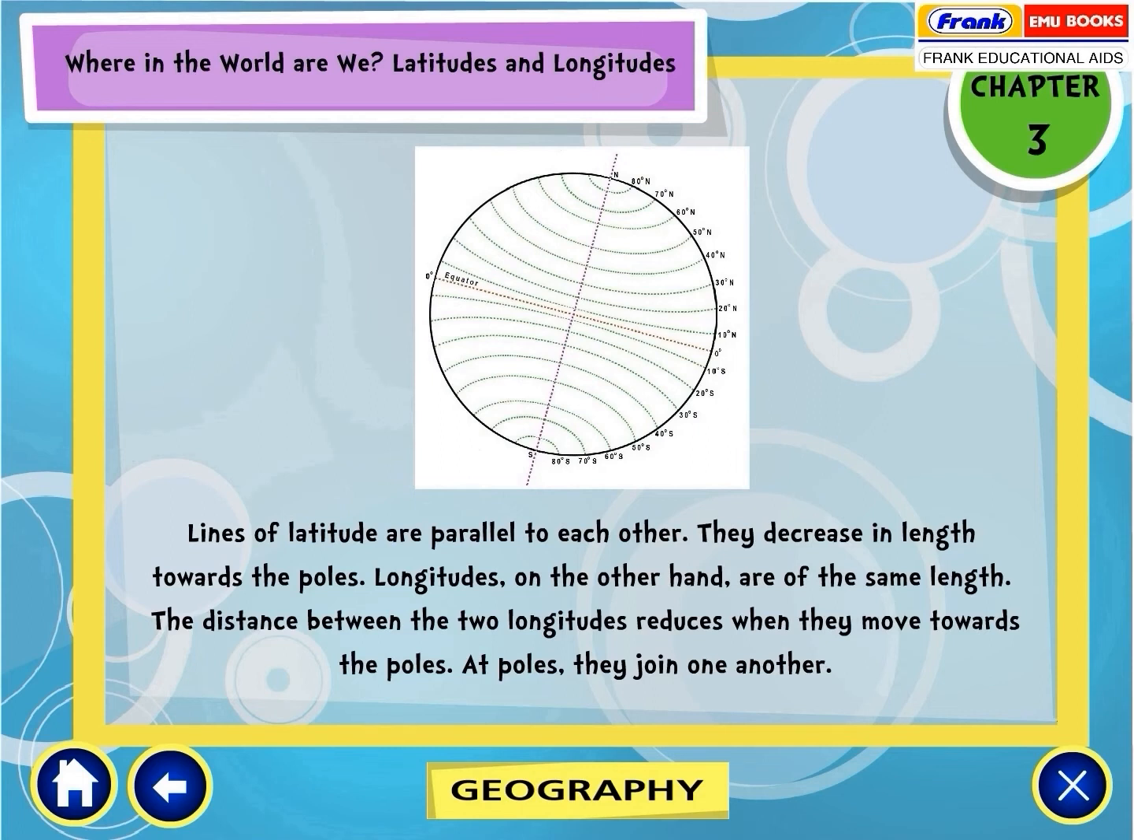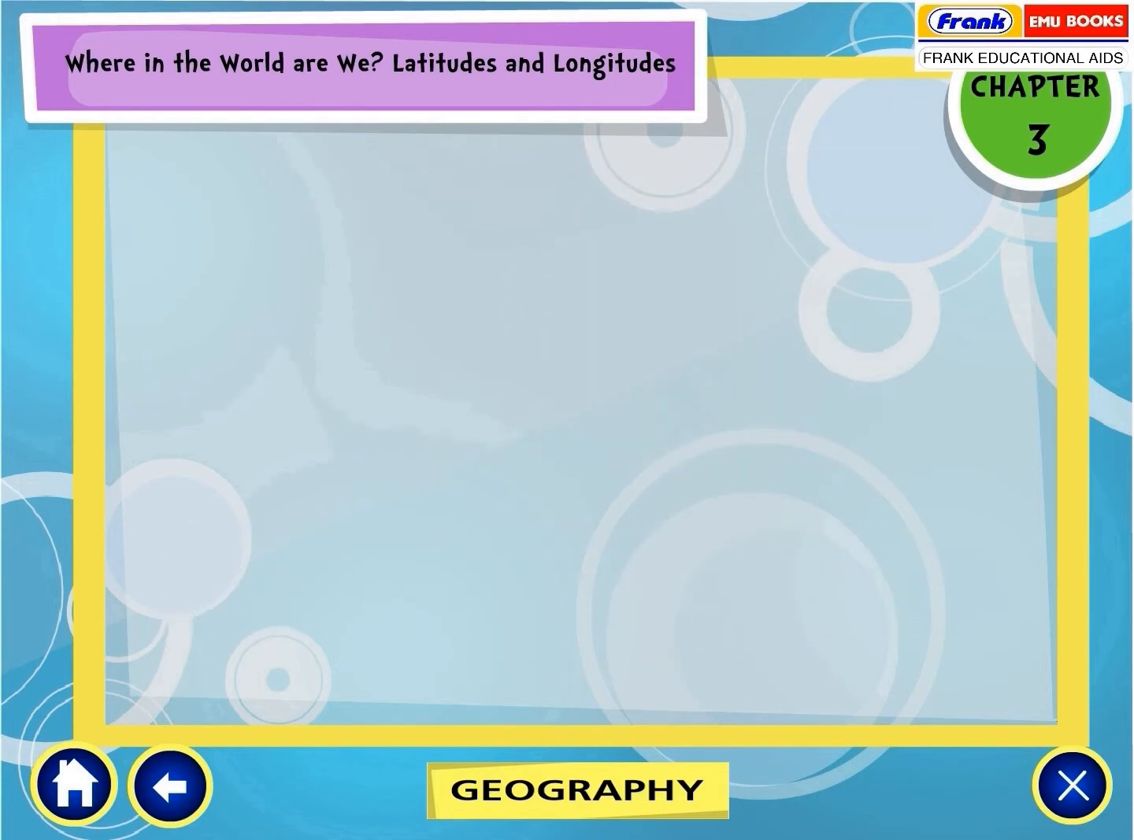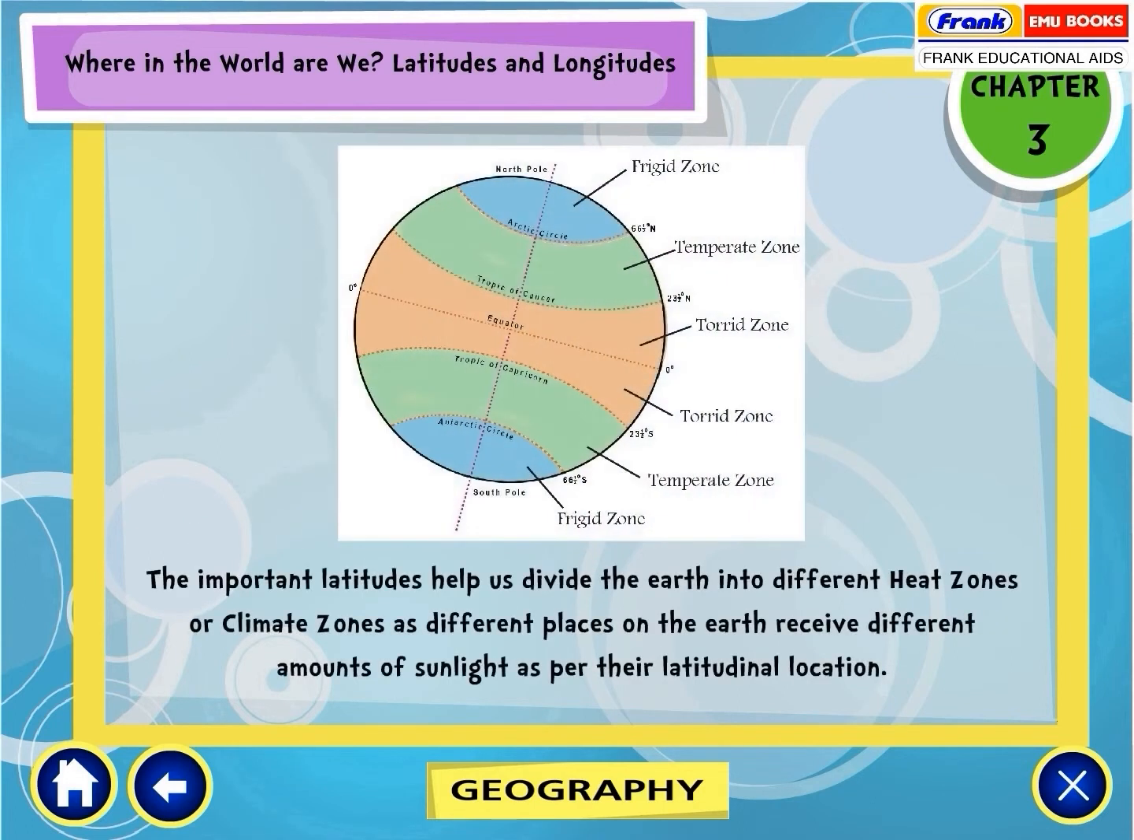Longitudes, on the other hand, are of the same length. The distance between the two longitudes reduces when they move towards the poles. At poles, they join one another. The important latitudes help us divide the Earth into different heat zones or climate zones, as different places on the Earth receive different amounts of sunlight as per their latitudinal location.